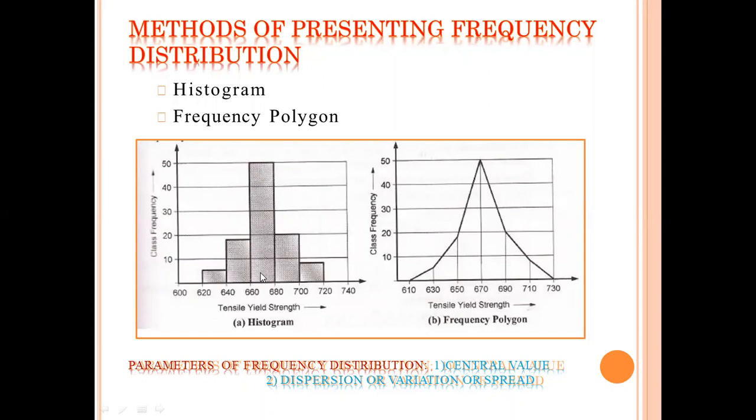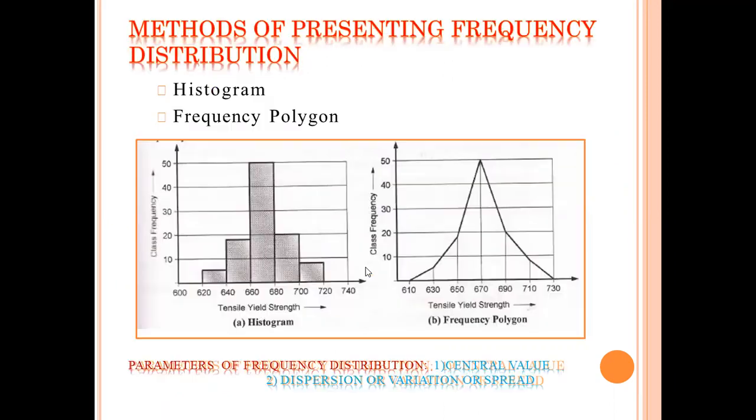So here, if it is presented in column form, then such representation of frequency is called a histogram. And if it is presented in the form of points or straight lines, then it will be called a frequency polygon. So for the same observation, we can represent the frequency by histogram as well as by frequency polygon. So what are the parameters for frequency distribution? There are 3 parameters that are considered for frequency distribution. One is central value, second one is dispersion, and third one is variation, also called spread. So these are the 3 important parameters considered for frequency distribution.